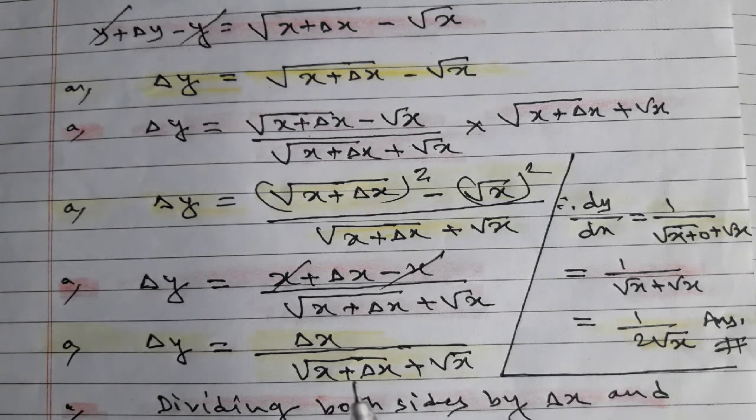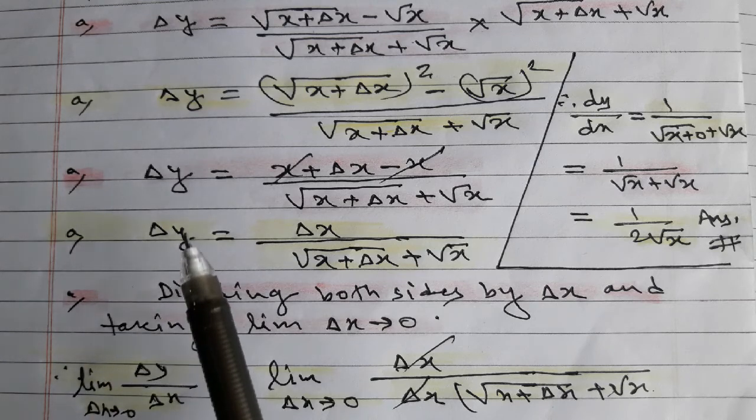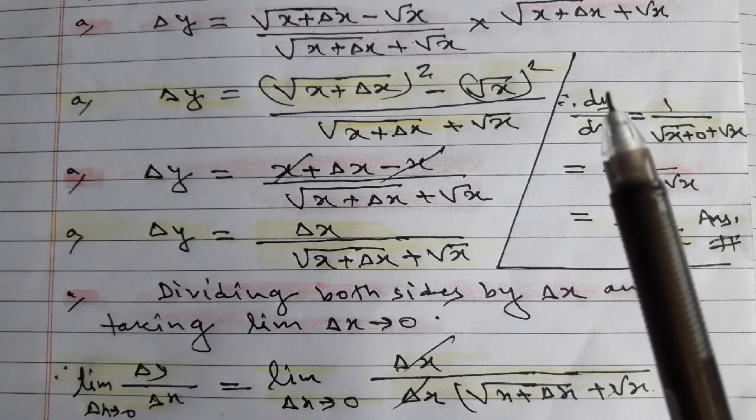So dividing both sides by delta x and taking limit delta x tends to 0. This is the second step of derivative from first principle. We get delta y divided by delta x, and then taking limit delta x tends to 0. Again dividing by delta x on the right hand side and taking limit delta x tends to 0, now delta x will cancel. According to the definition of derivative, limit delta x tends to 0, delta y by delta x is the derivative of the given function.